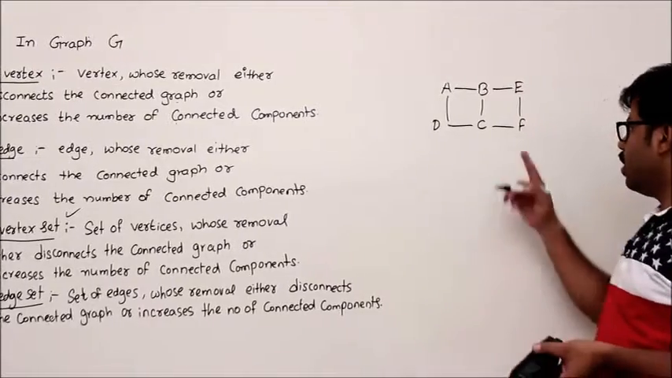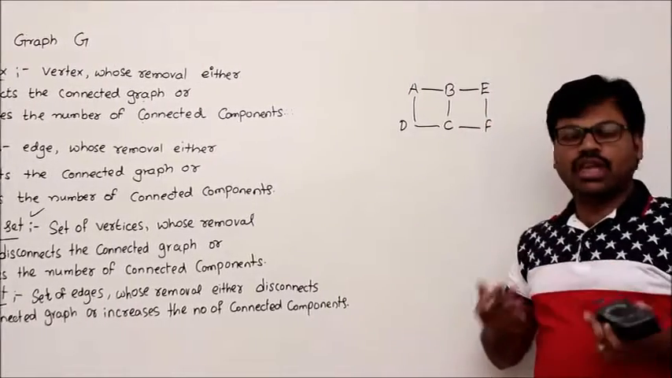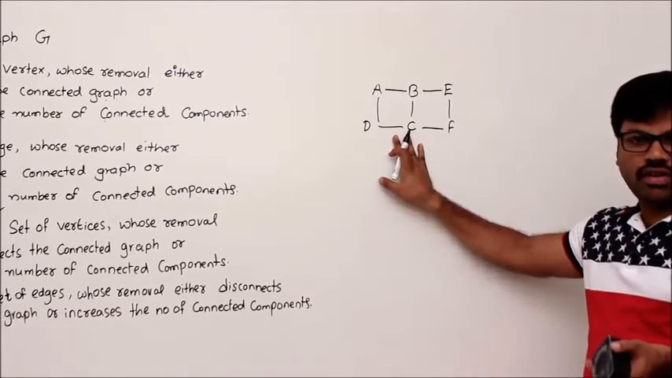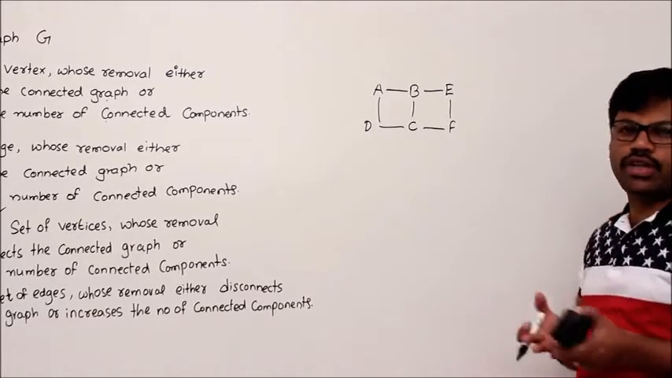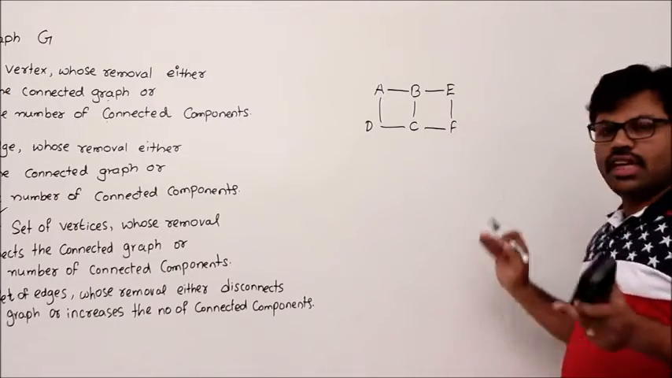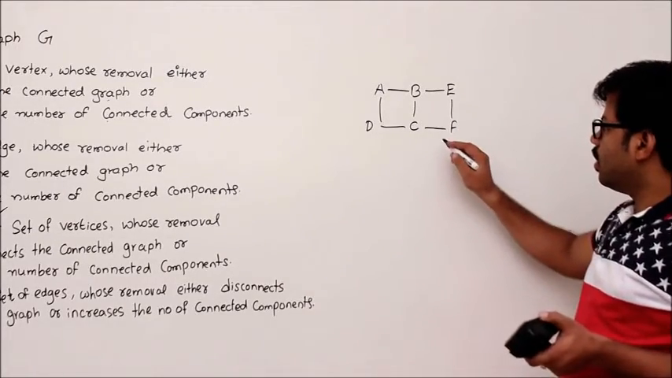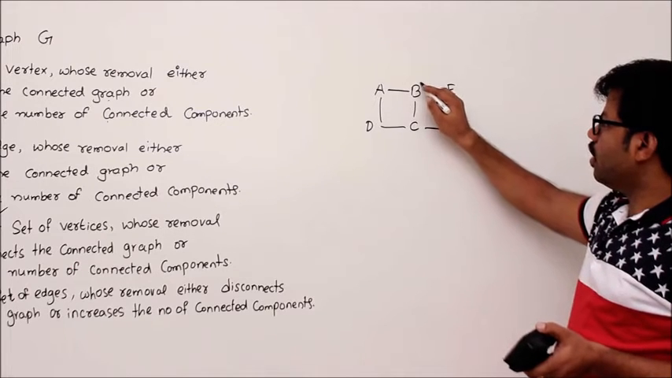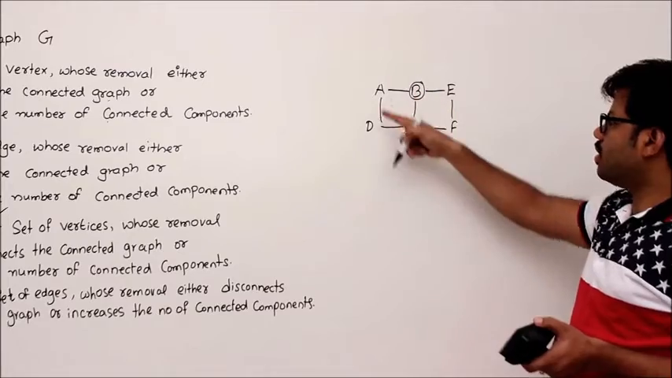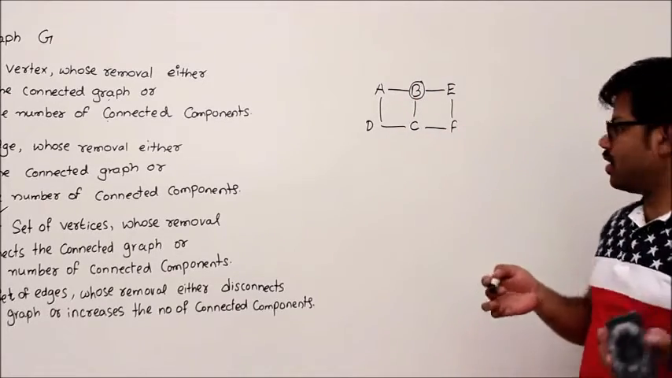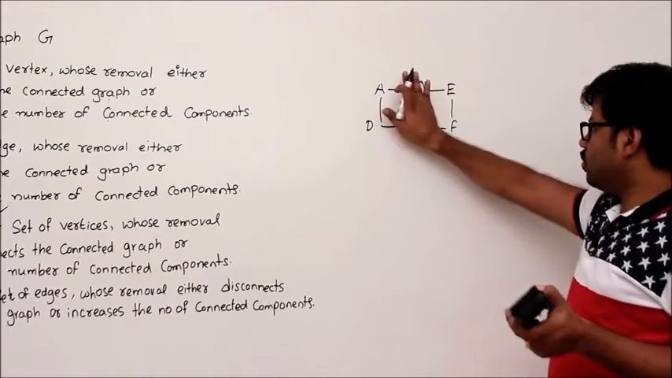Its property is that the removal of that combination of vertices should disconnect this connected graph. Otherwise, the number of connected components should be increased. Since it is a connected graph, if you disconnect it, that's fine. If I remove B, then I think it cannot disconnect the graph. So I need a combination of more than one vertex. Let's try BC.